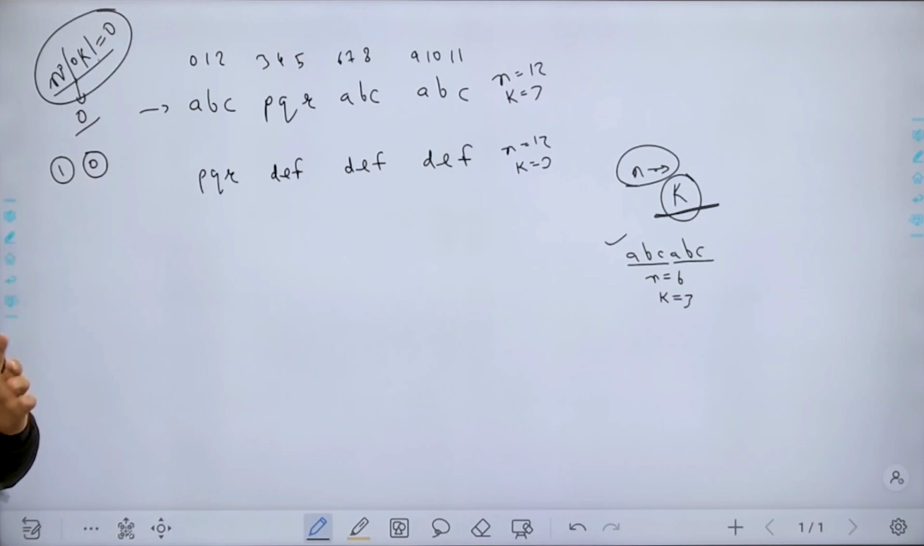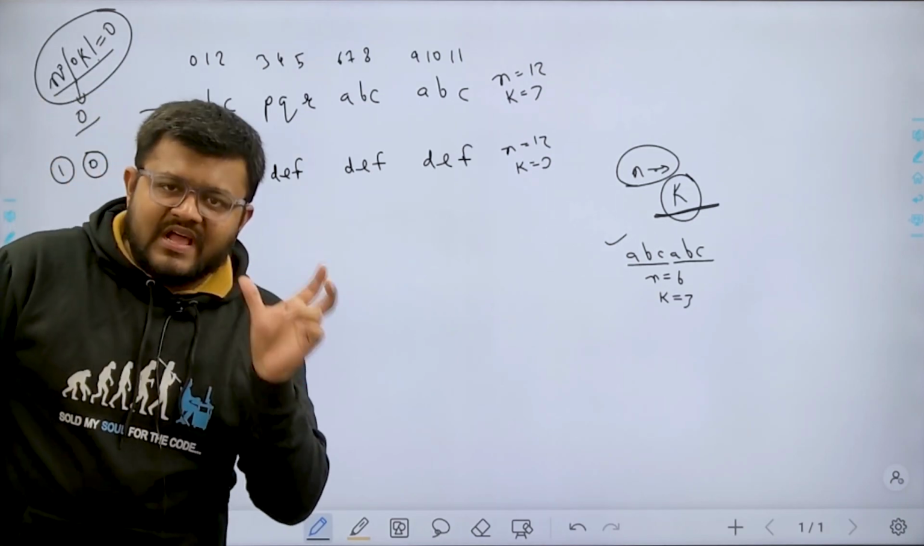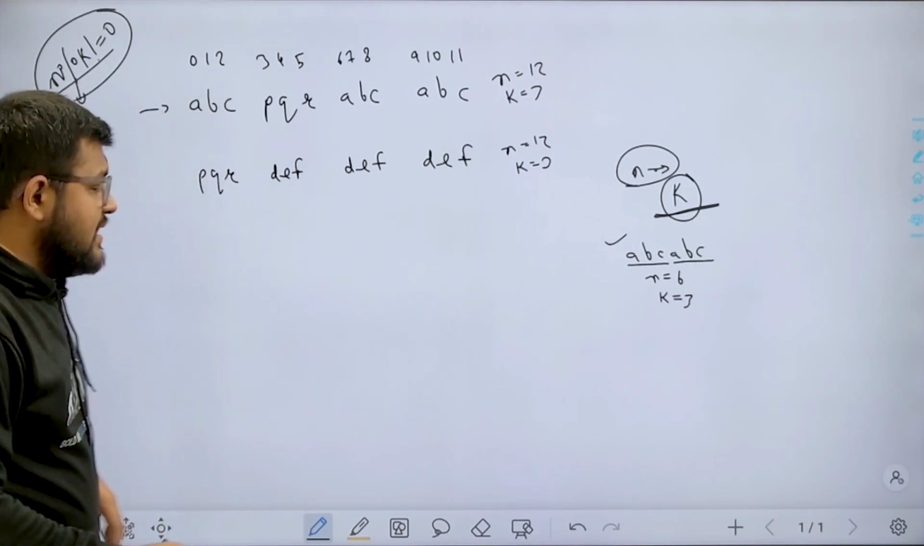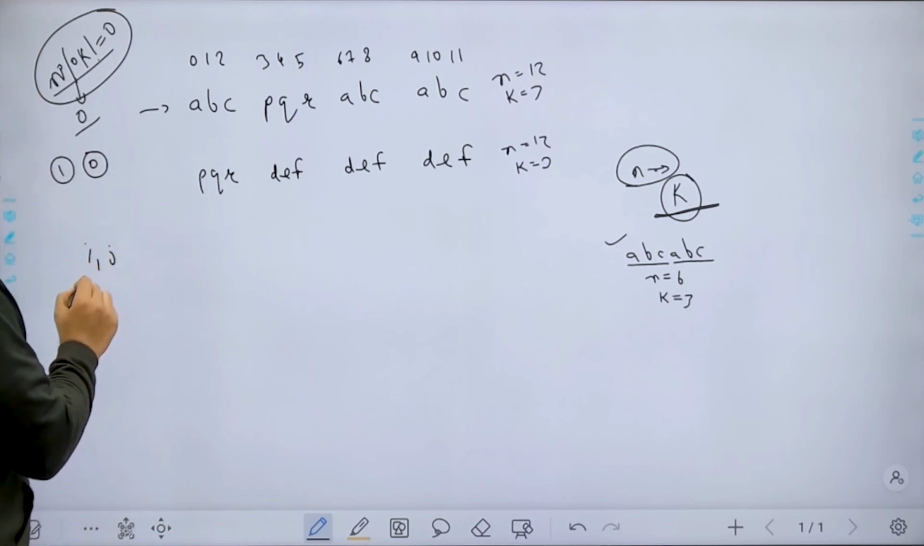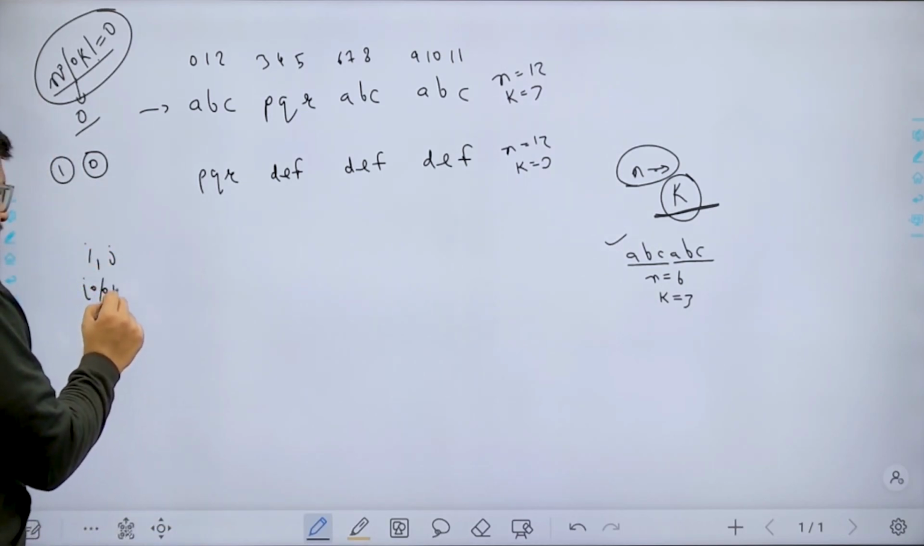Also, in that line, they have said that you need to select two k-length substrings starting at index i and j, where i and j are divisible by k.